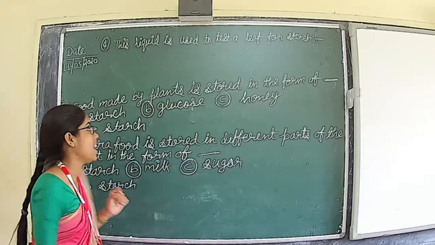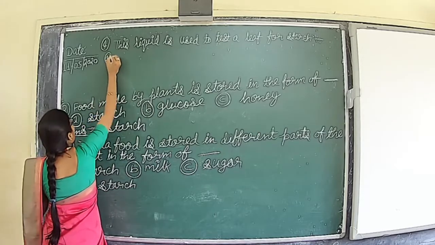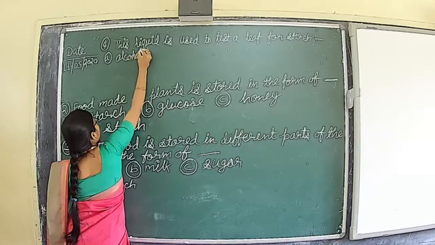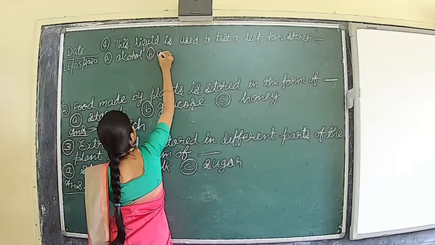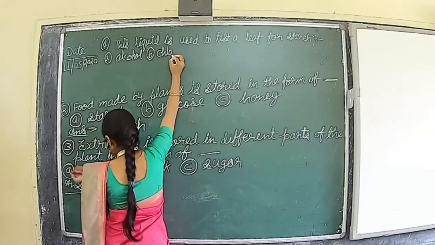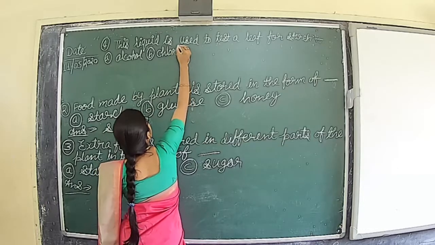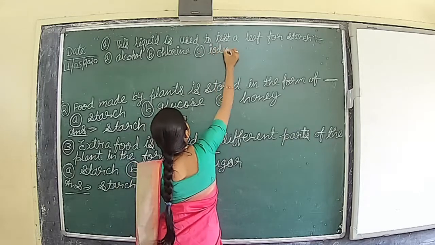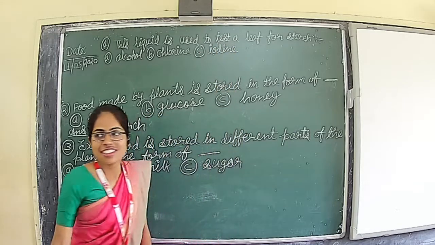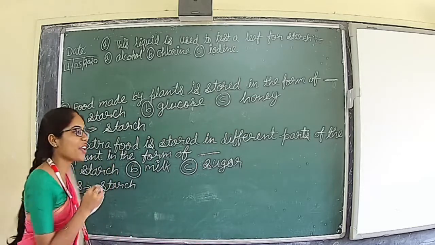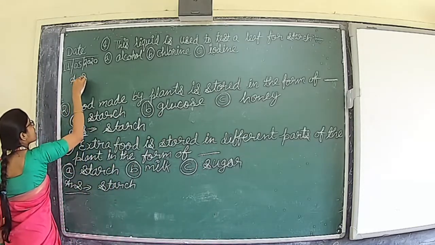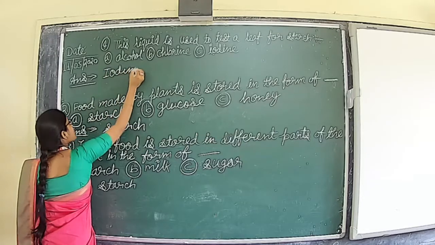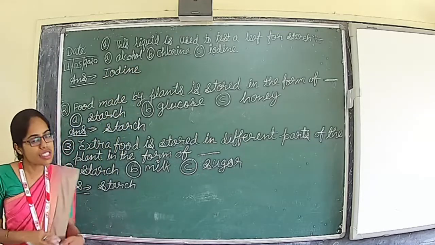Okay, let's write. First option is alcohol. Second option is chlorine. And third option is iodine. And now I told the answer. Recall it. What will be the answer? Iodine. Yes. The third option is correct, option number C. And the answer is iodine. Iodine is used to test a leaf for starch.